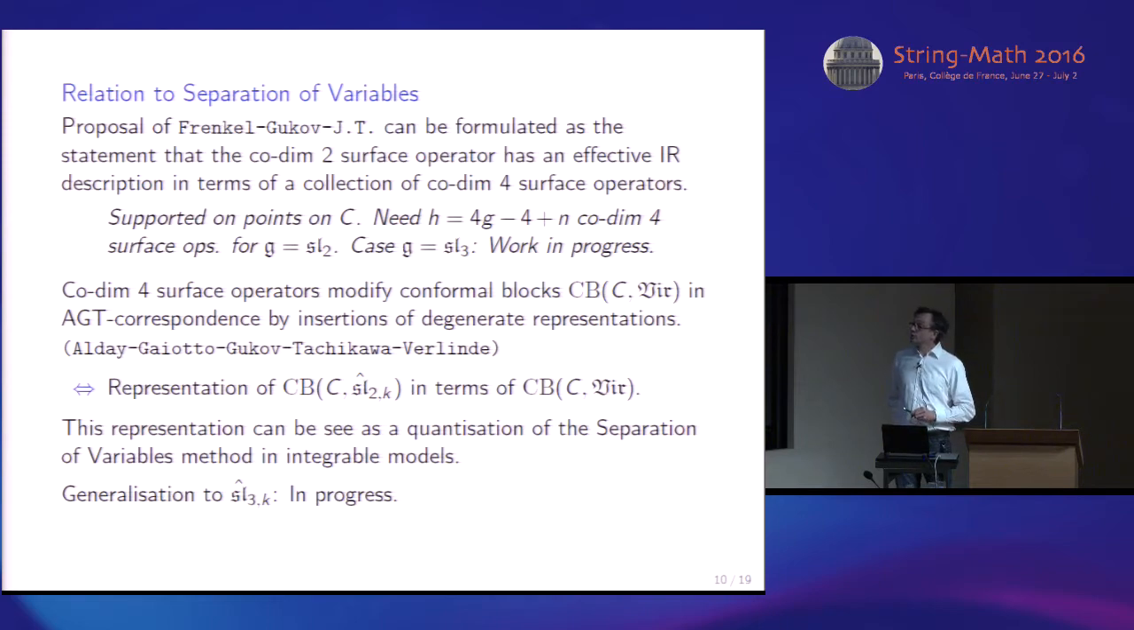And now, what is also known is that if we have these codimension 4 surface operators, this modifies the conformal blocks in the AGT correspondence by the insertion of degenerate representations. This has been argued by Alday, Gaiotto, Gukov, Tachikawa, and Verlinde.